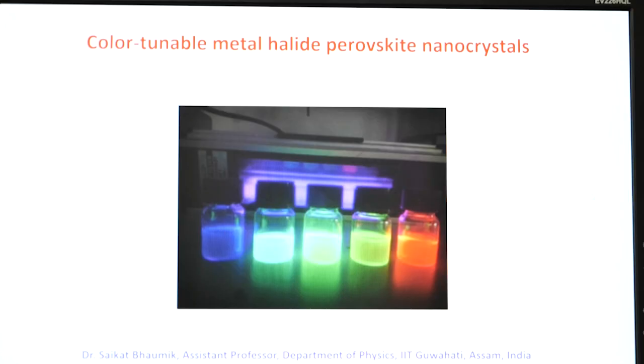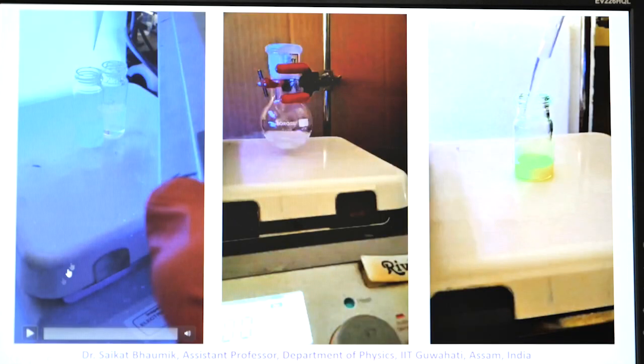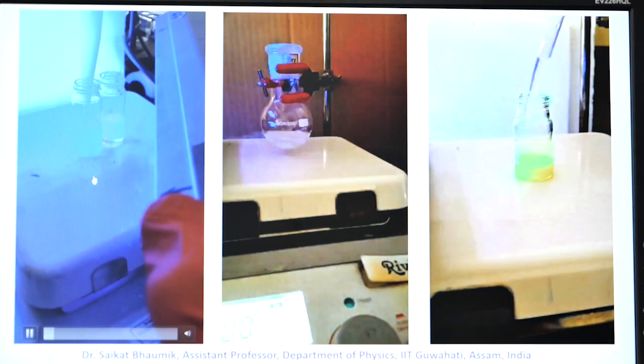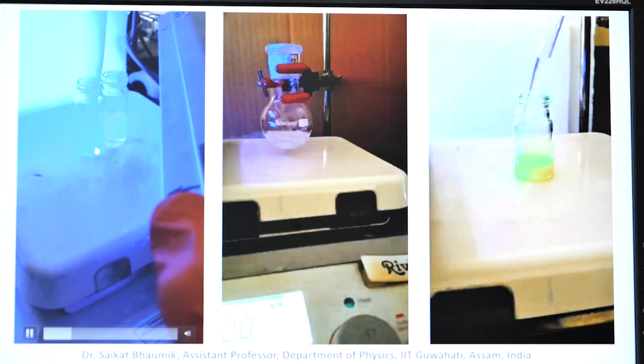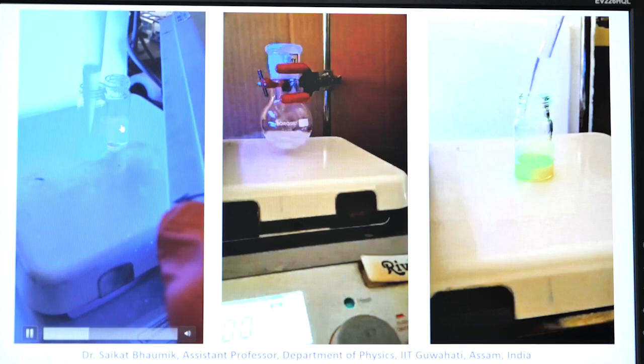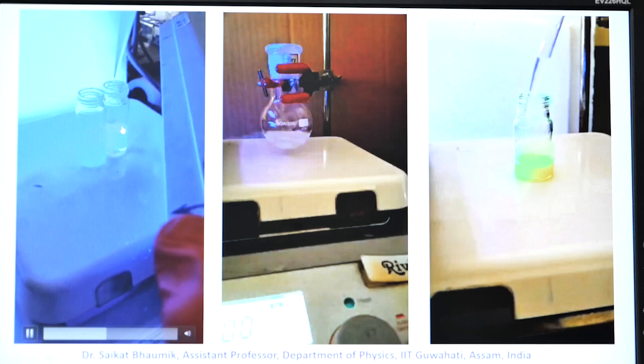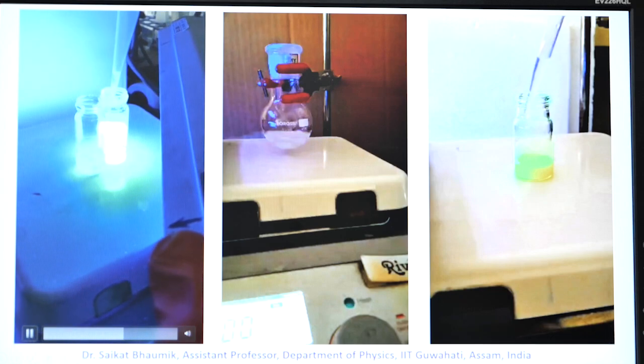These are the perovskite nanoparticles synthesized in our laboratory. You can see these nanoparticles are synthesized from blue to green and red colors, and they are highly luminescent. This is a very simple synthesis process. You can see here we can take one solution and mix it in another solution to get luminescent green nanoparticles.